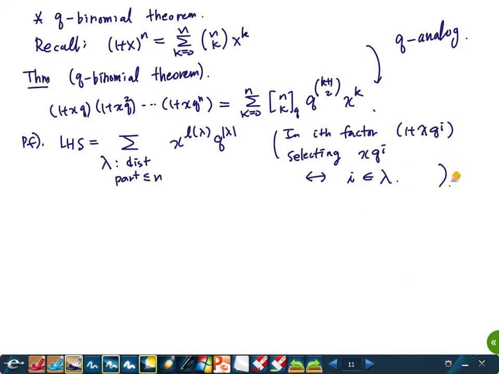Let me give an example. 1 plus xq, 1 plus xq squared, 1 plus x. Yeah, because we need more space, I'm going to explain this on the next page. So example: 1 plus xq, 1 plus xq squared, 1 plus xq cubed. Let's think about this. Suppose you select this, and here this, and here say this.